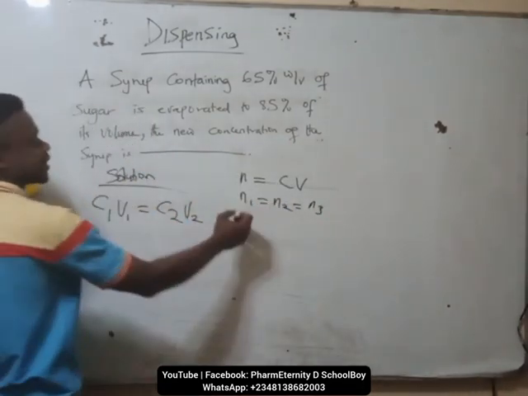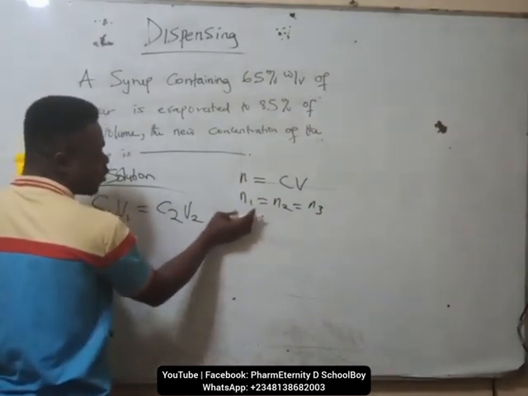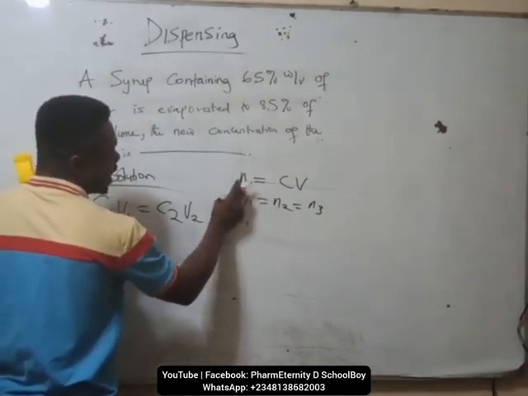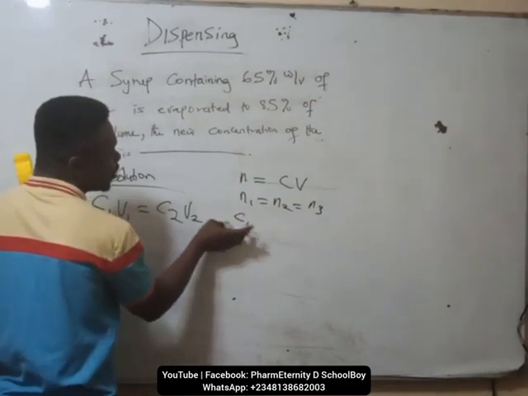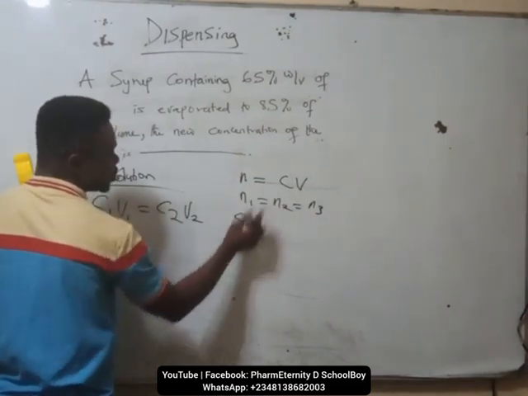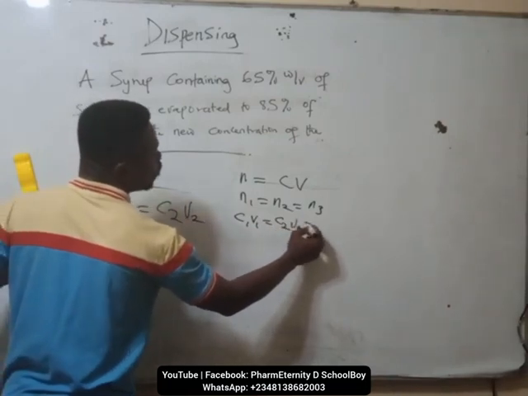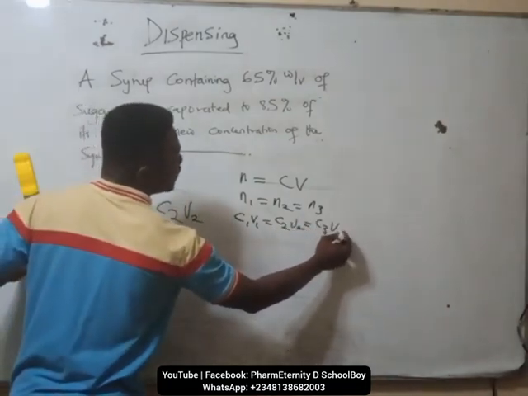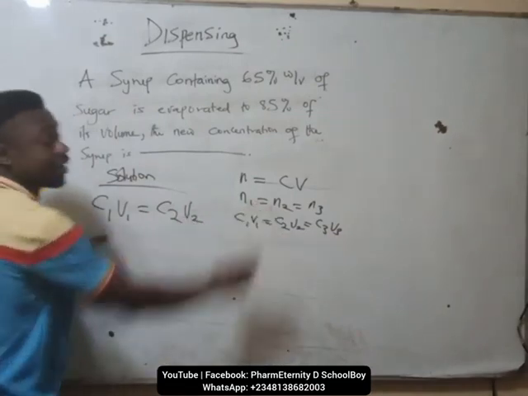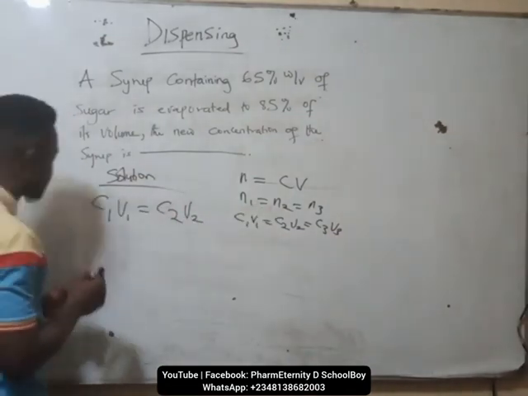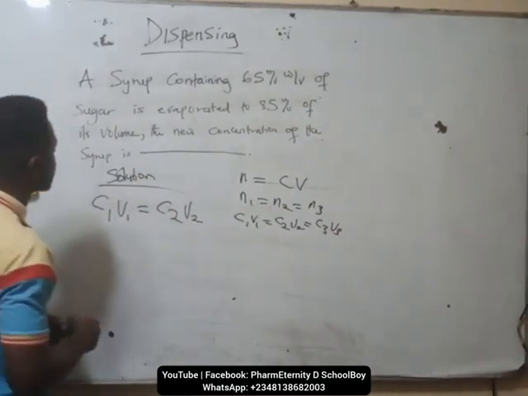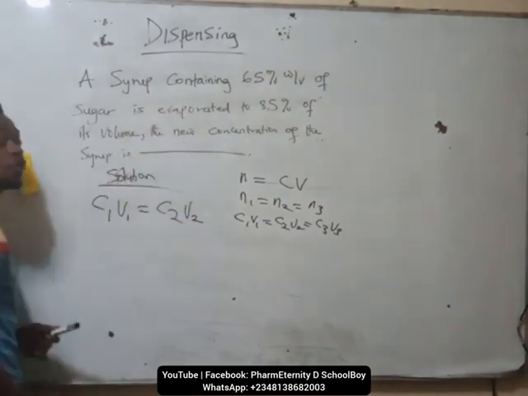So because N is equal to CV, you replace N with CV. That means C1V1 is equal to C2V2, which is equal to C3V3. That's where this formula came from. Now let's go to the formula and continue solving. We can use this formula to solve this.